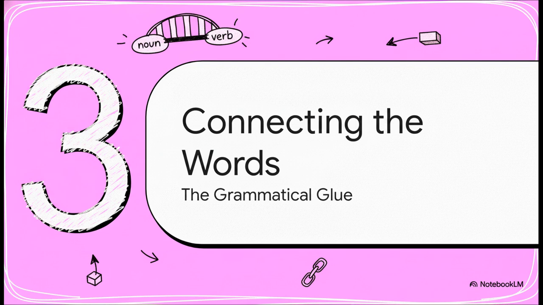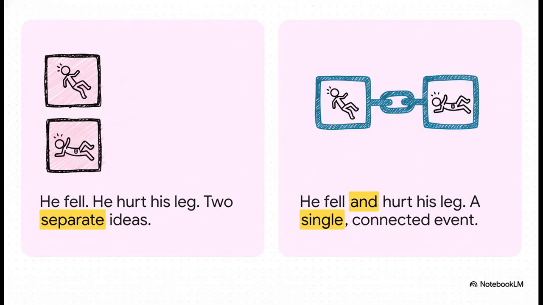We need some grammatical glue. One type of glue is called a conjunction. Just look at how this works. He fell, he hurt his leg. Those are 2 separate ideas. But pop in the conjunction and you get he fell and hurt his leg. It becomes a single connected event. It's a bridge between ideas.